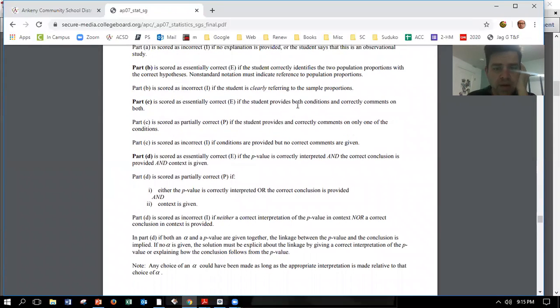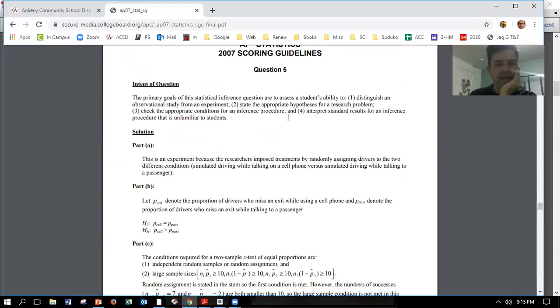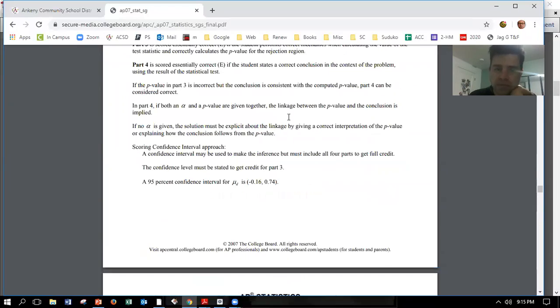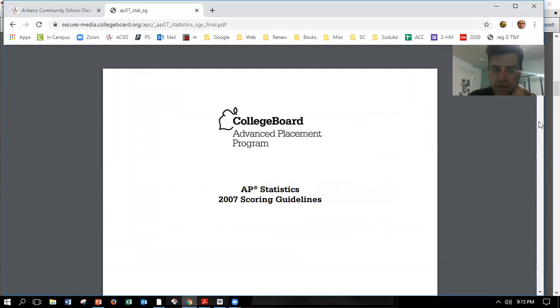They were talking about both conditions being checked, and then essentially correct if the p-value and the correct interpretation were there. So really that wasn't too much. We added a little bit more to this for practice, but we can go back and see that too. And again, you have the whole year of tests here, so you can see what they wanted to look at, what the test was that year. I think that's pretty neat.